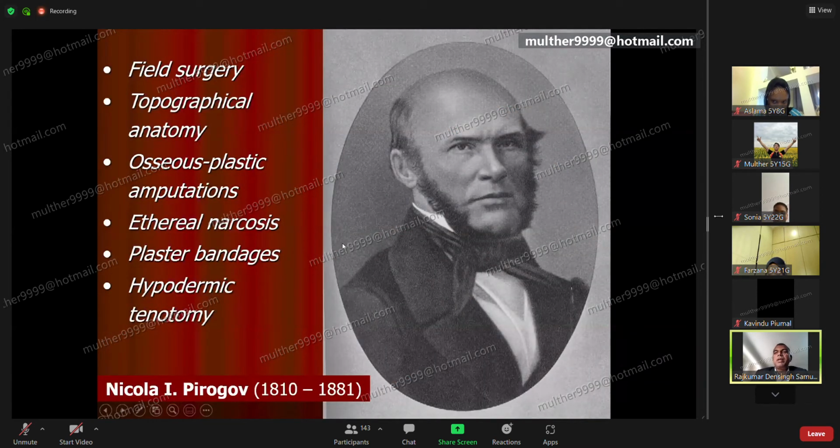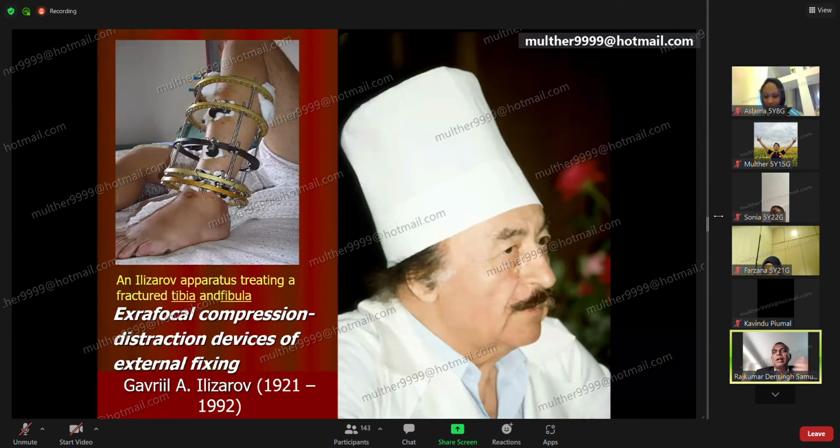Some eminent people in this field of medicine: you would have studied operative surgery, and you would have come across Pirogov every time, and his contribution to this field of medicine is huge. Some of them have been mentioned already. Next, we have Professor Elizarov and his introduction. He is the one who first brought a very innovative technology, called an extrafocal external fixator, the ring apparatus. It is named after Elizarov.